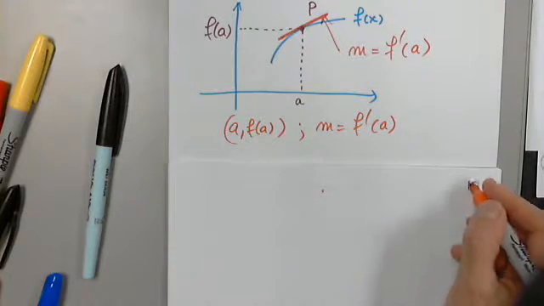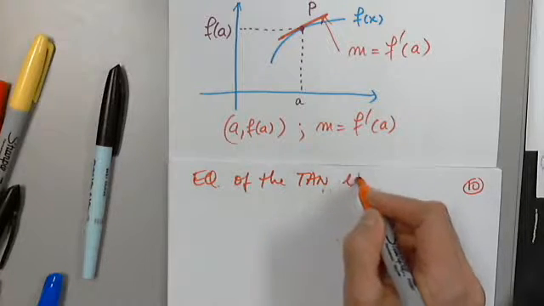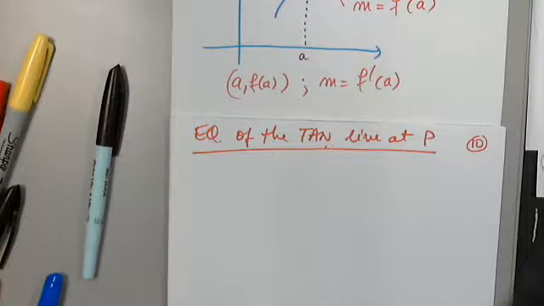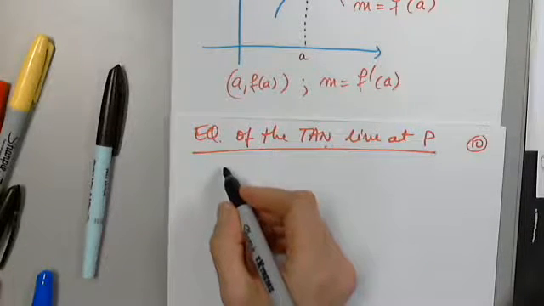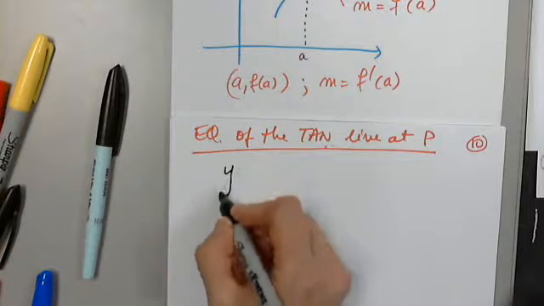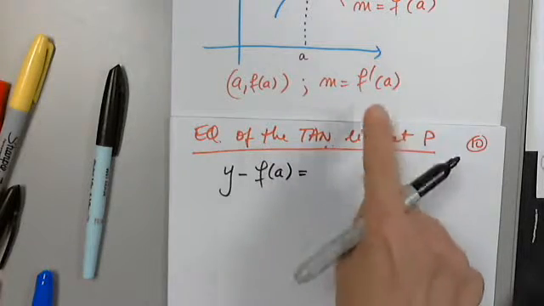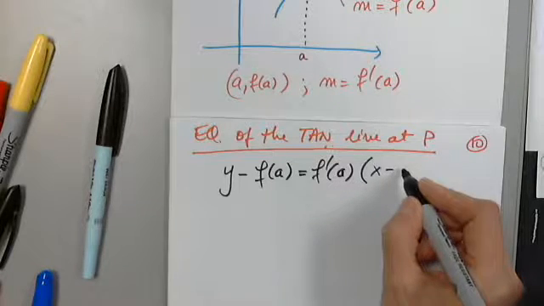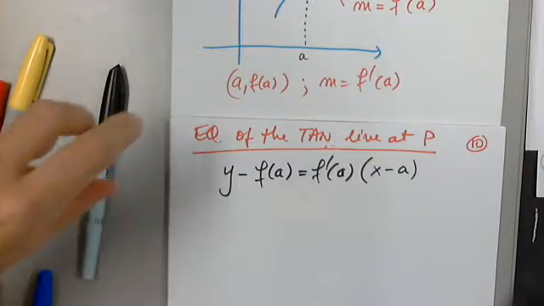And I would like to determine the equation of the line. Equation of the tangent line at P. So please dictate. How do we find the equation of the tangent line at P? Y minus f of a, very good, equals m, yes, f prime of a, perfect, times x minus a. Awesome. That's it. I'm going to move f of a to the other side.